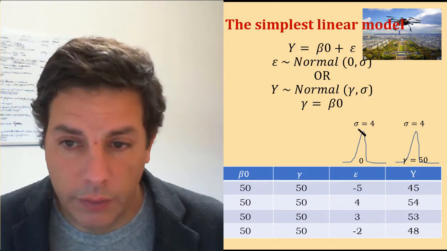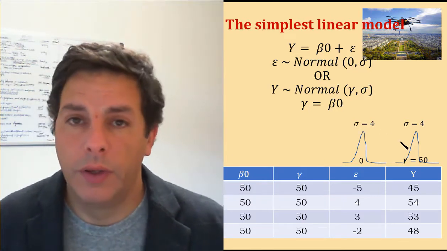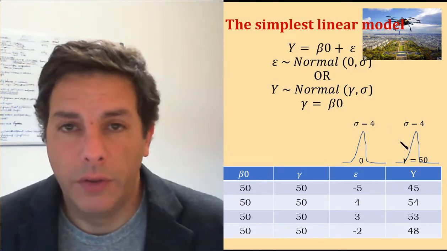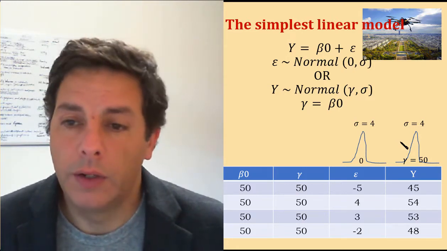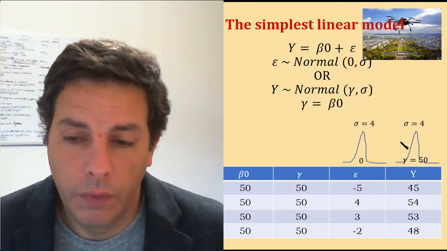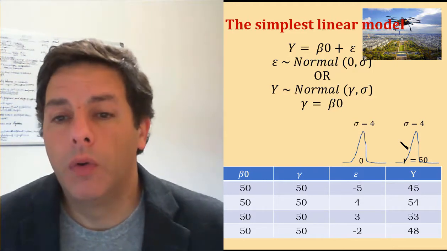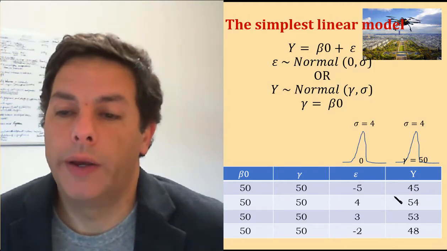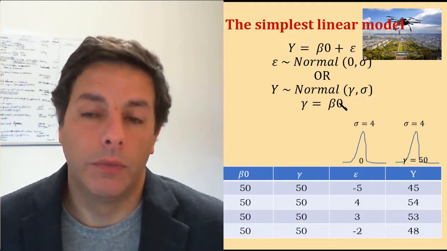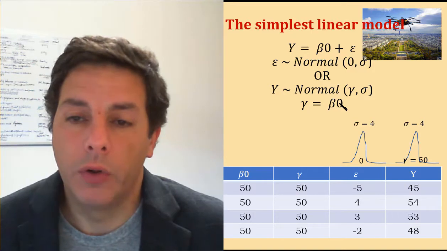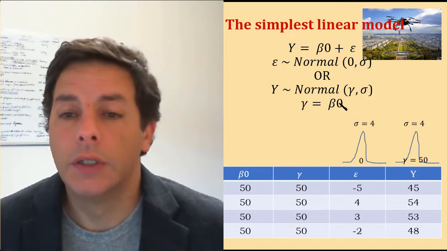Now, the sigma 4 is something estimated from the sample. It's not something that we know in advance. Okay? Now, I was going to say why these two forms of the model, the linear model, are equivalent.